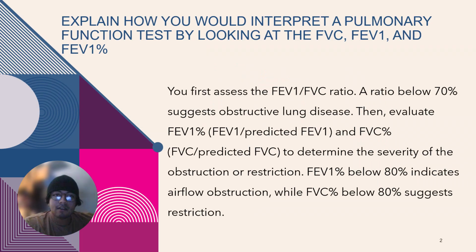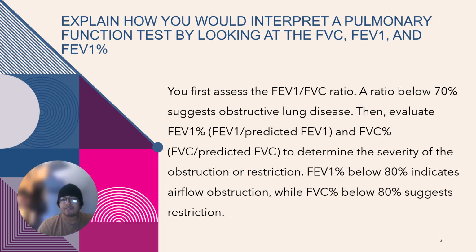Let's go. Explain how you would interpret a pulmonary function test by looking at the FEV1 and FEV1%. So this is our first topic outline for this video. What you want to do is first assess the FEV1 over FVC ratio, since a ratio below 70% can suggest a respiratory lung disease, most of the time it is.